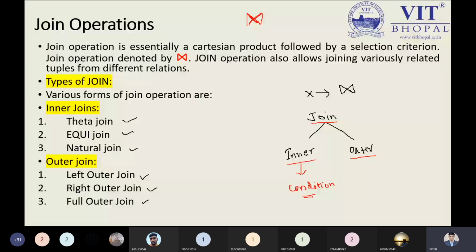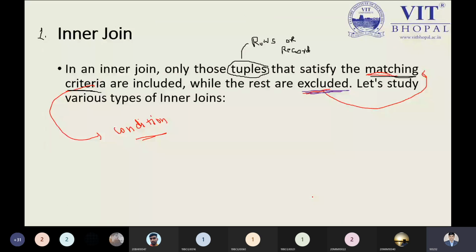Let me explain the first one, inner join. So inner join is what? An inner join basically selects only those tuples, records, or rows which satisfy our criteria, and the rest are excluded. This means we will not consider those records or columns which are not matching the criteria. That is the point you have to keep in mind. And for those which match our criteria, we keep only that information. So this is to be identified as an inner join. This is the basic term about the inner join.